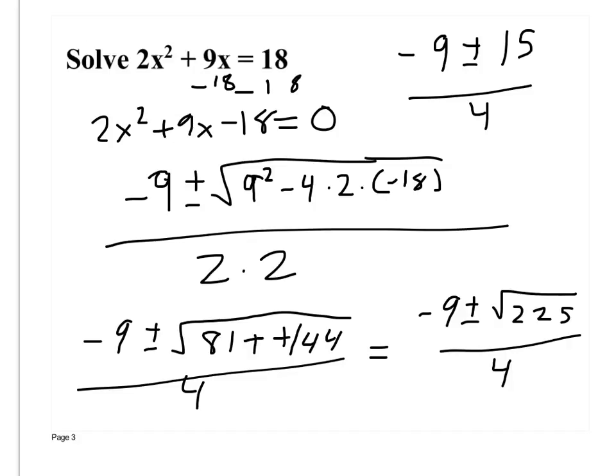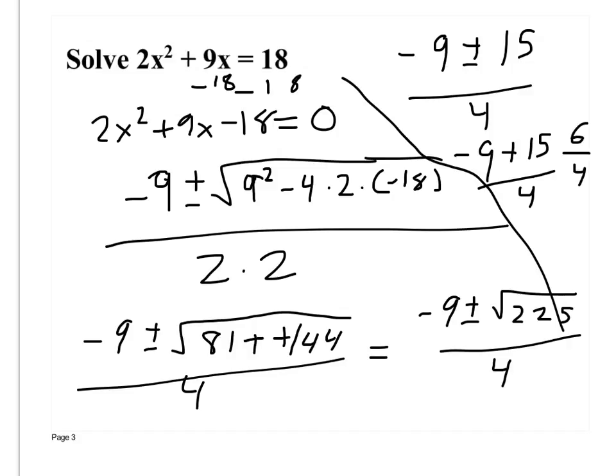So what we do is we do negative 9 plus 15 over 4. And then you do negative 9 minus 15. I'm trying to make some room here. So let's do the first one. Negative 9 plus 15 is what? 6. 6 over 4, which reduces to 3/2.